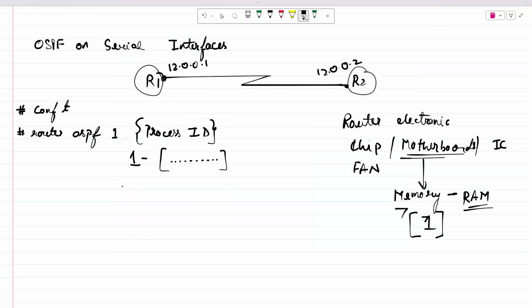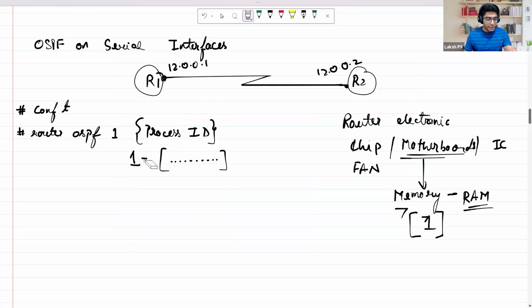So those OSPF processes 1, 2 will not collide anytime? No, they will not collide. Like Firefox, where every different tab has a process ID, that is why you have a process ID, to differentiate them. Completely different memory, completely different memory location. Exactly, you're right.